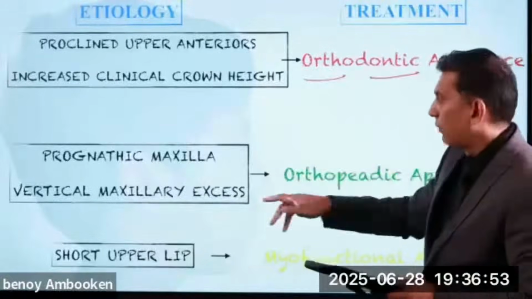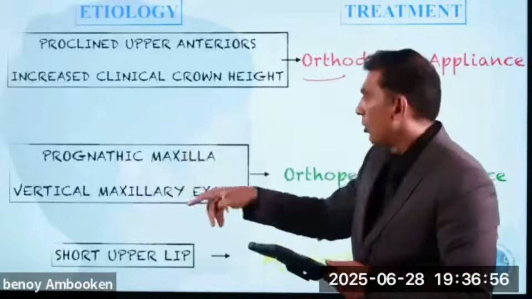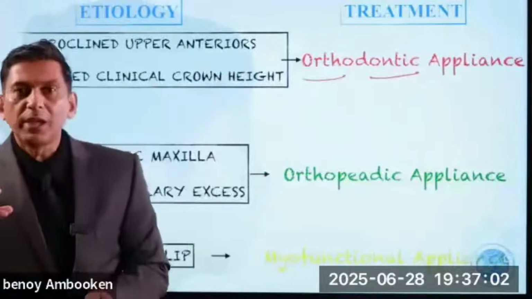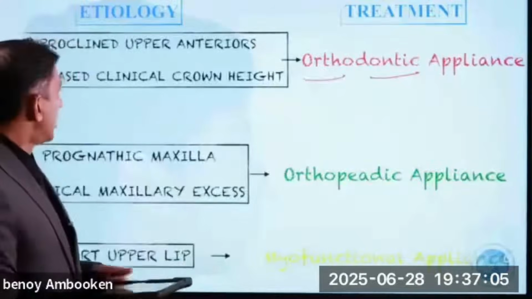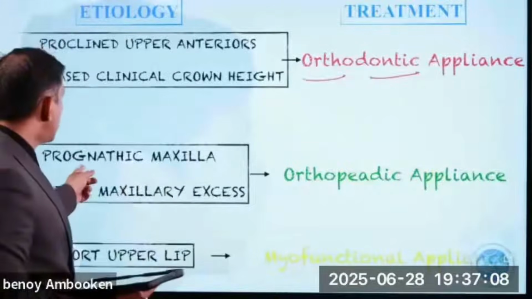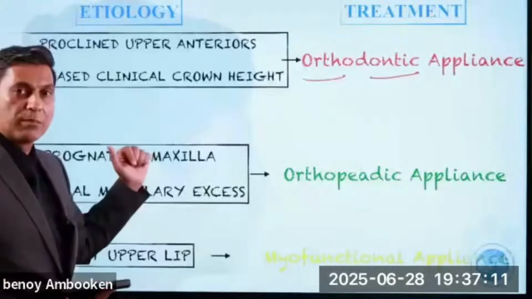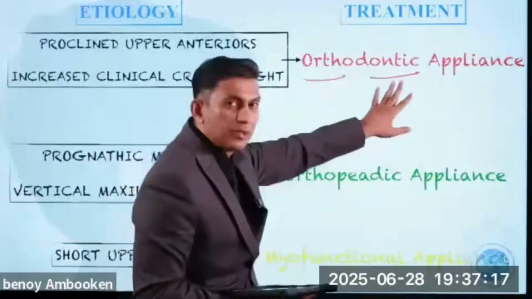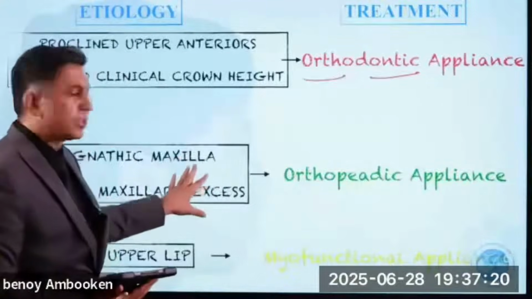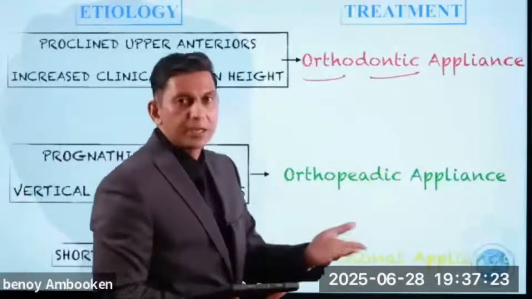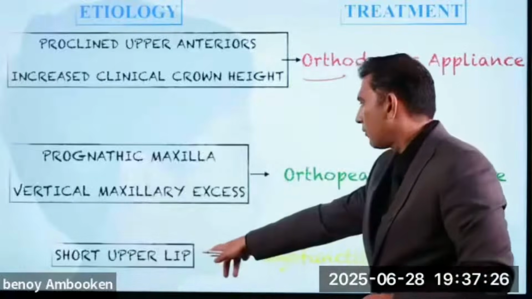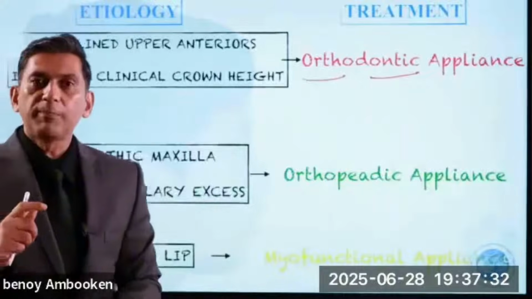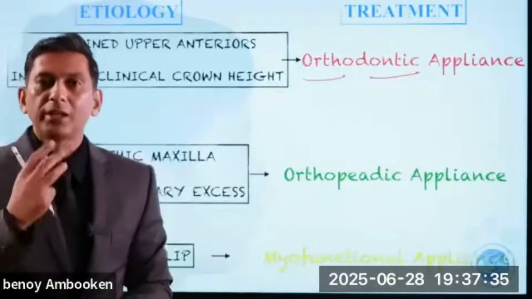So remember, dental problem, select orthodontic appliance. Your lips will not close if you even have a maxillary prognathism or vertical maxillary excess. I told you, skeletal problem. Skeletal problem has to be addressed during the interceptive phase. So your lips will not close even if your etiology is prognathic maxilla. At the same time, if it is vertical maxillary excess, that should not be treated with an orthodontic appliance. What is orthodontic? Correcting the teeth. If you have a skeletal problem at a younger age, you should treat it with the help of an orthopedic appliance like a headgear. And sometimes you will also have a short upper lip, which needs to be corrected with the help of a myofunctional appliance.